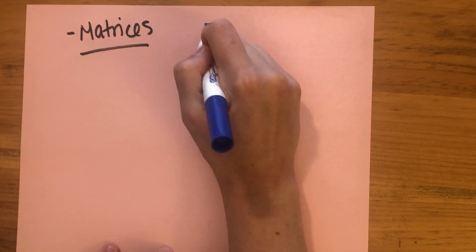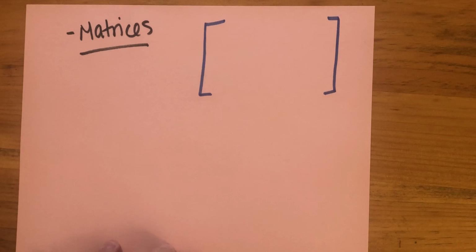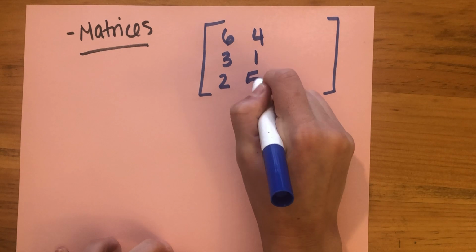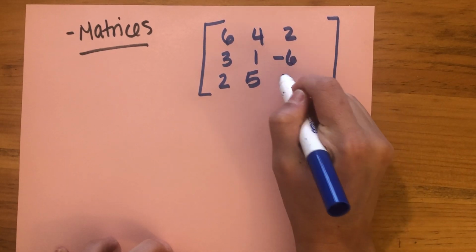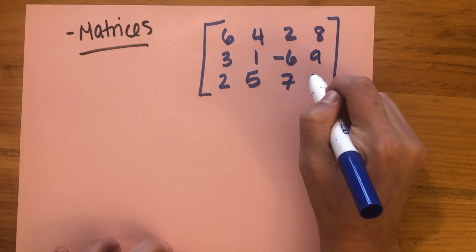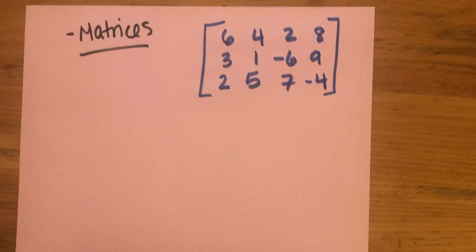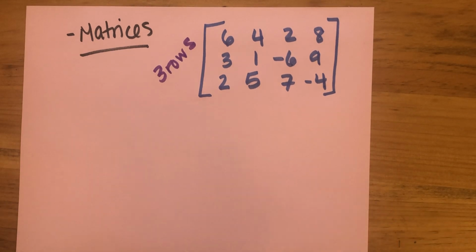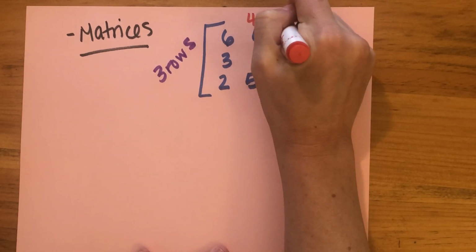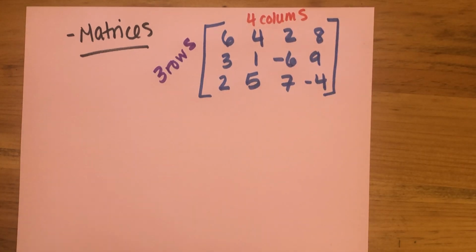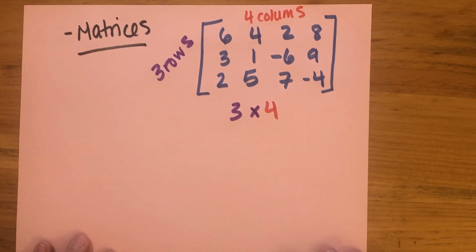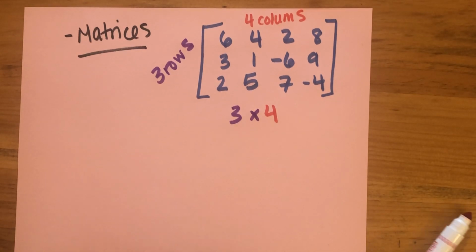And so last week we started this idea. I was given a matrix, and I said, okay, if I have 6, 3, 2, 4, 1, 5, 2, negative 6, 7, 8, 9, negative 4. If I had this matrix, because I have 3 rows and 4 columns, we would call this matrix a 3 by 4, right? We had this idea of matrix dimensions, and we went through those.